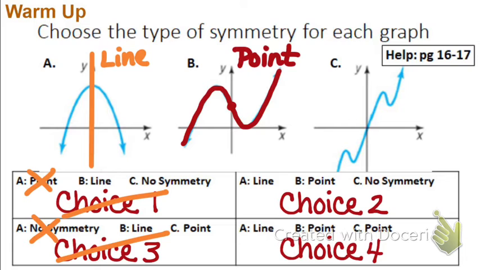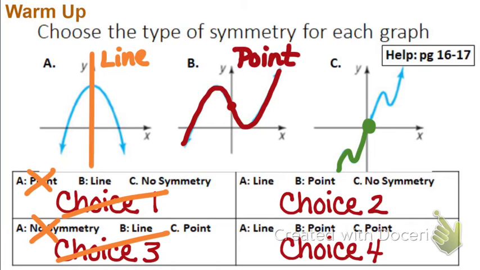Can I get rid of any of the options knowing that? Nope. All right, so I'm going to move on to the last graph now. Does this one have line symmetry? Like this? No. What about like this? Okay, so no line symmetry here. Does it have point symmetry? Yeah, it certainly appears like it would, probably somewhere around here.